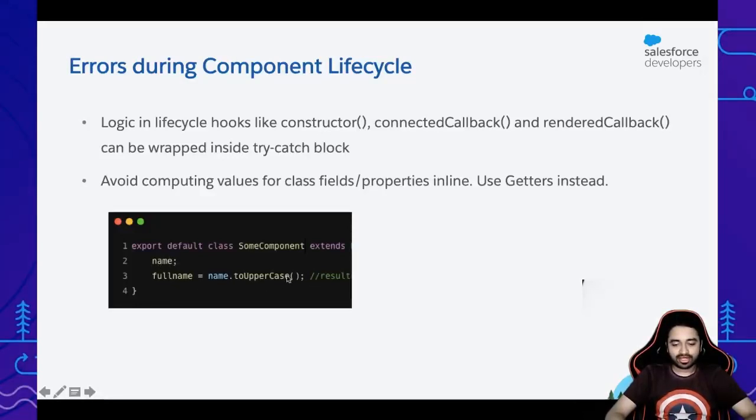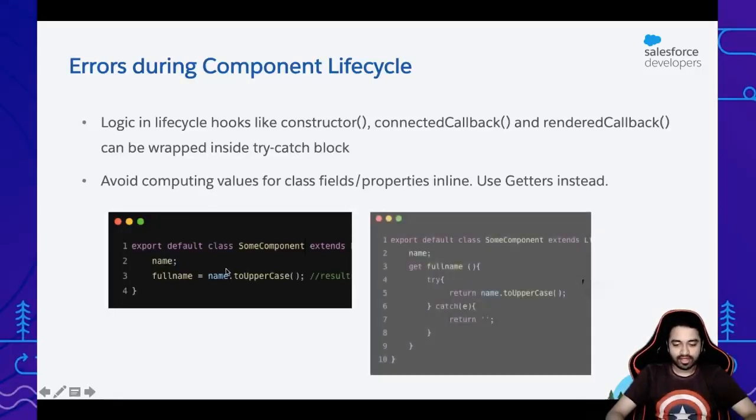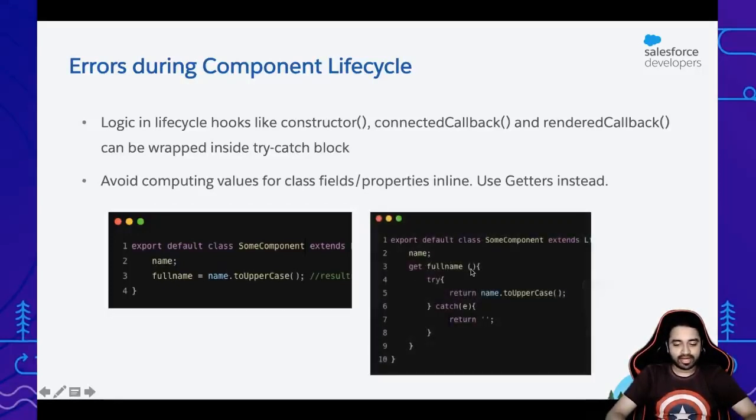Now this is going to result in an exception, and people who have tried it know you cannot put a try catch block here because these are properties. This is not really recommended because you can't handle errors. What you have to do instead is use a getter for it. So no computing property values inline. Use a getter function and then compute the values for the properties.